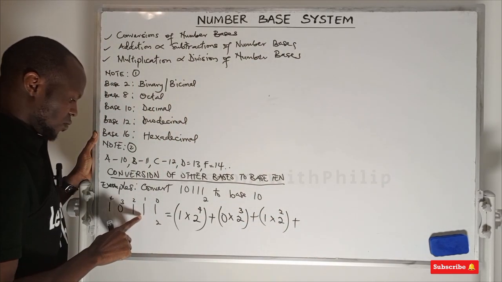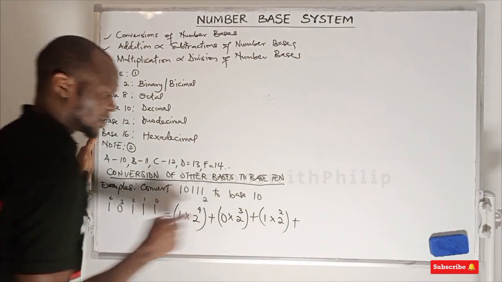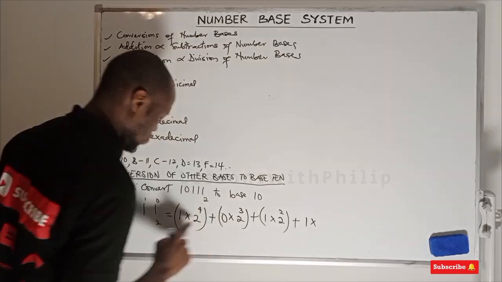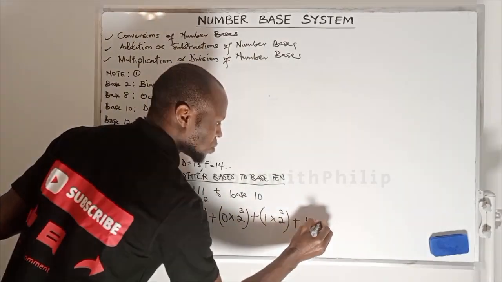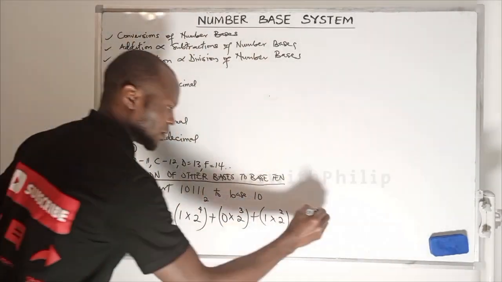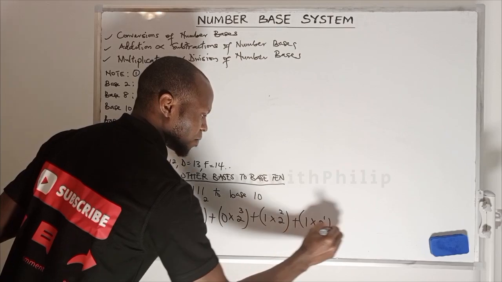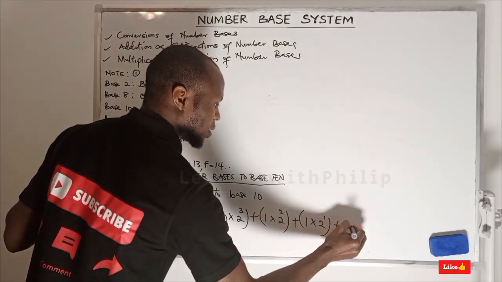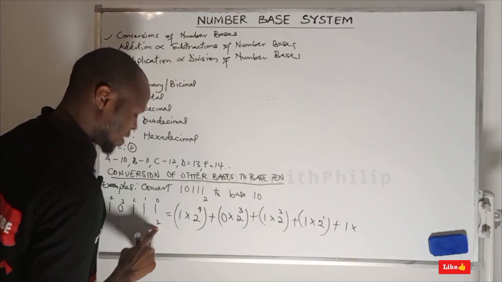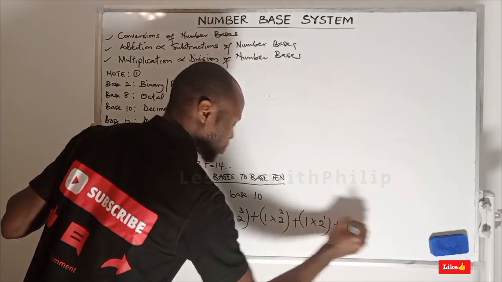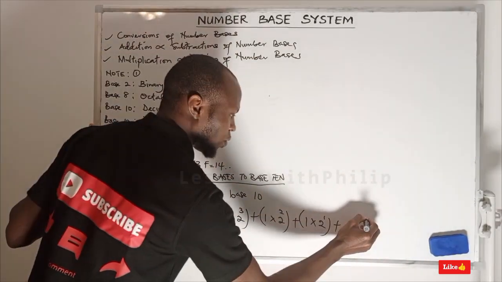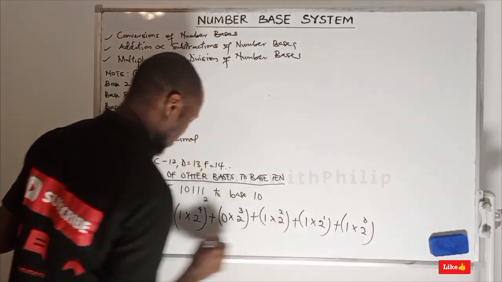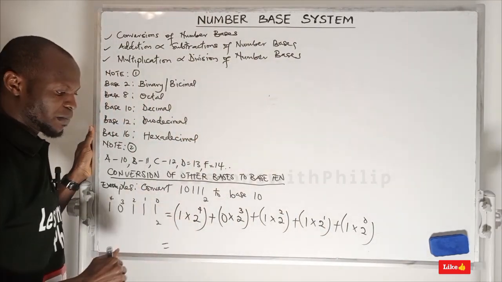Plus 1 again. All right? 1 times, what is the base? Base 2. What is the power? Raised to power 1. Okay? Plus, what's the last digit? 1. 1 times, what is the base? Base 2 raised to power, what is the power? 0. Okay? Now the next thing you need to do is to open the bracket.